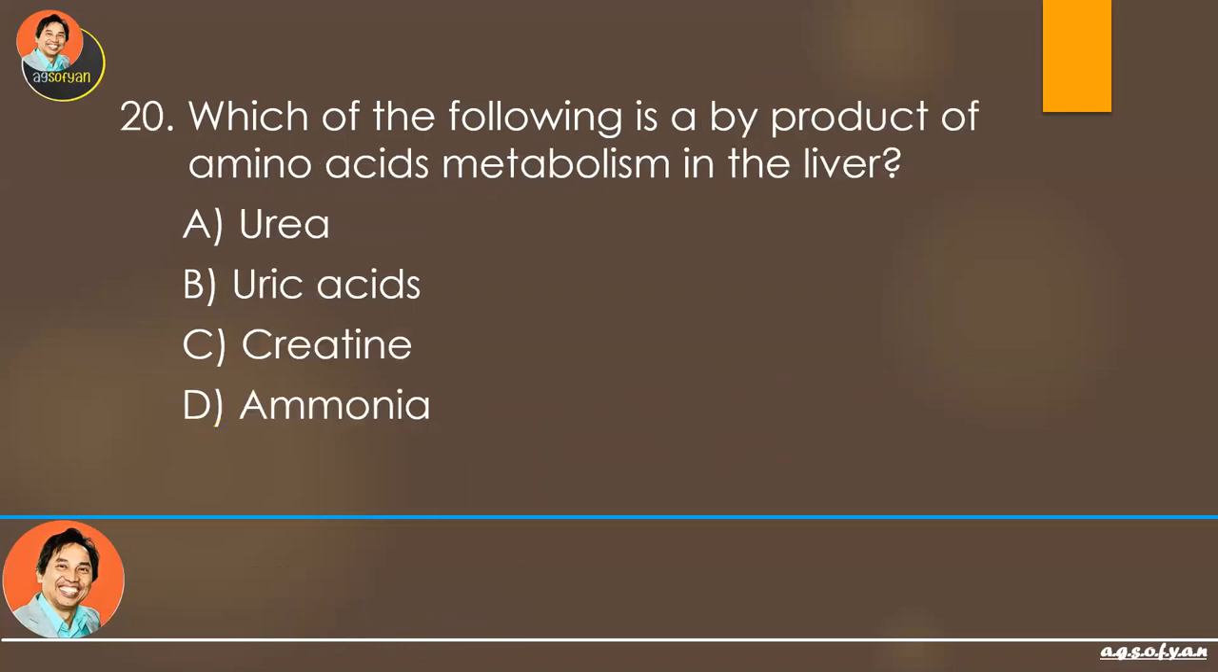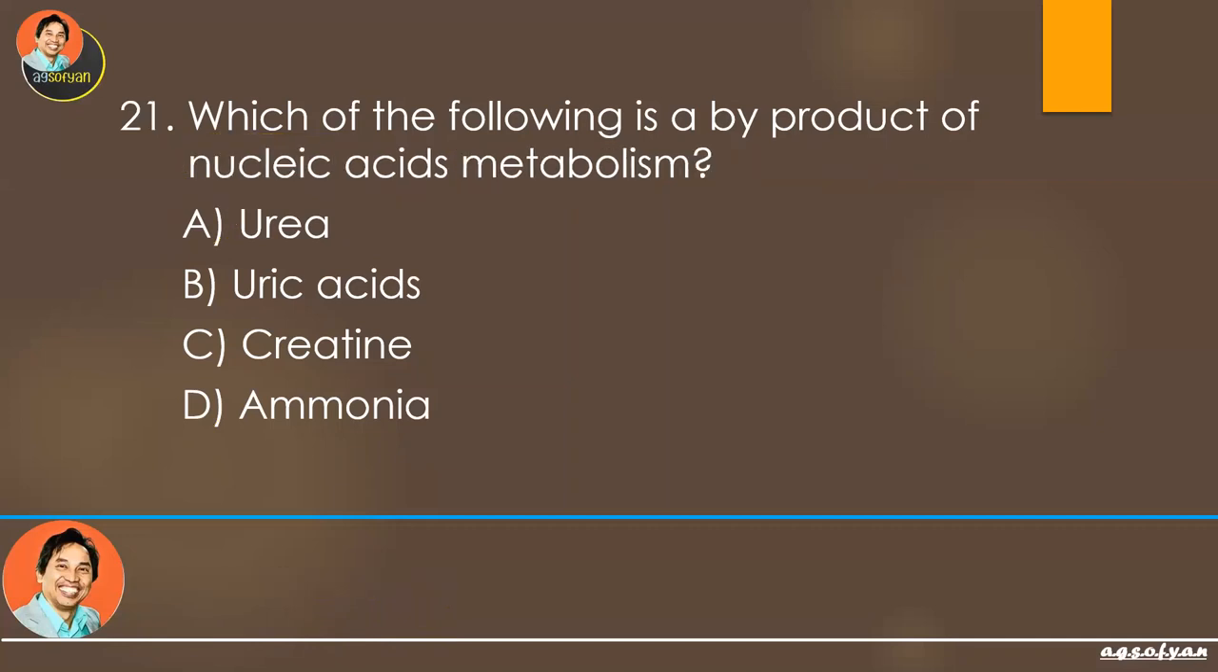Which of the following is a byproduct of amino acid metabolism in the liver? So this is the byproduct. It has to be removed from our body. Okay. So this byproduct is actually the product of amino acid metabolism. Which one is that? This is actually the main constituent of urine. And the urine name is coming from here, which is the urea. Urea, urine. See that one? Right? So this is the byproduct of amino acid metabolism.